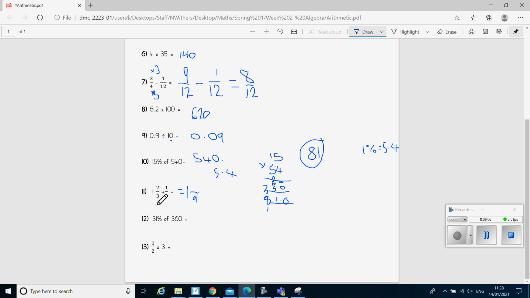I times 3 by 3 to give me the denominator 9. So I'm going to do the same on the top. I'm going to times it by 3, which is going to give me the numerator 6. So I've got 1 6/9, add 1/9, which gives me 1 whole and 7/9.